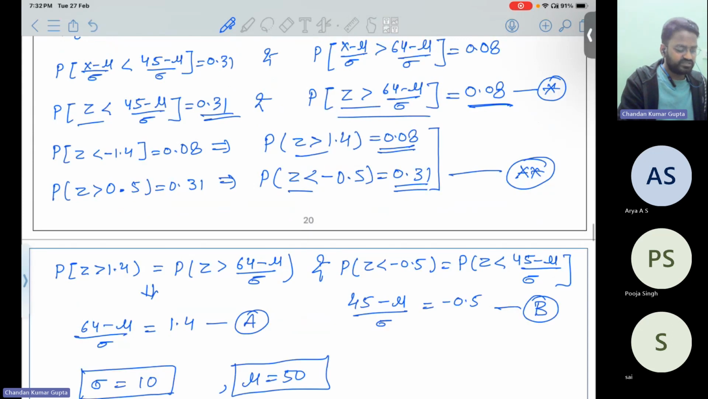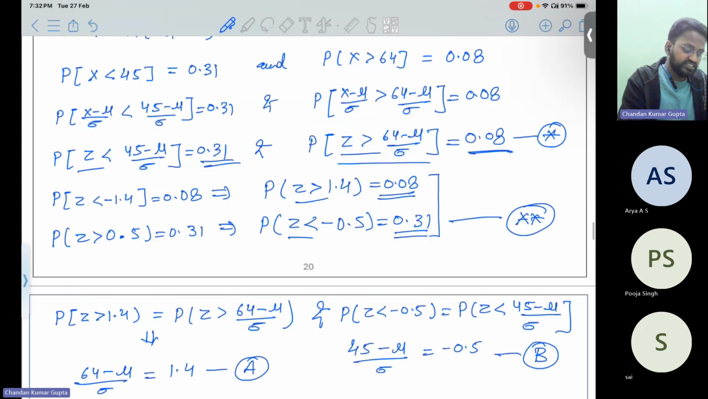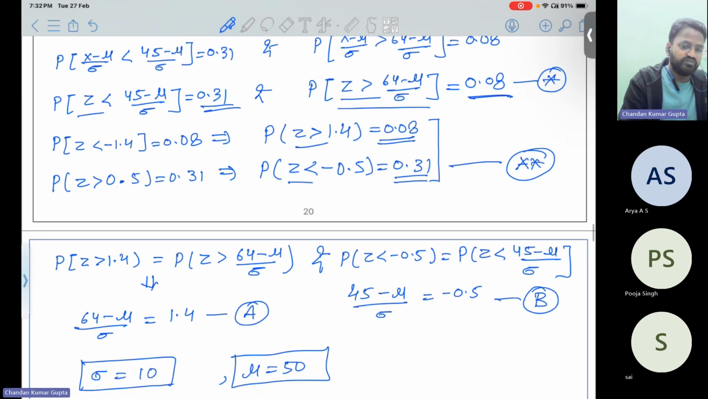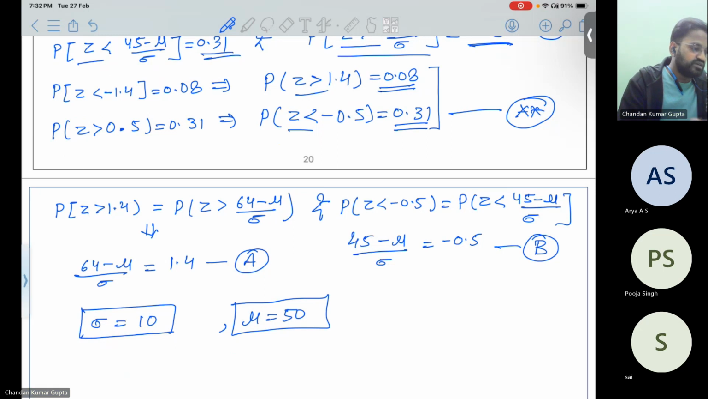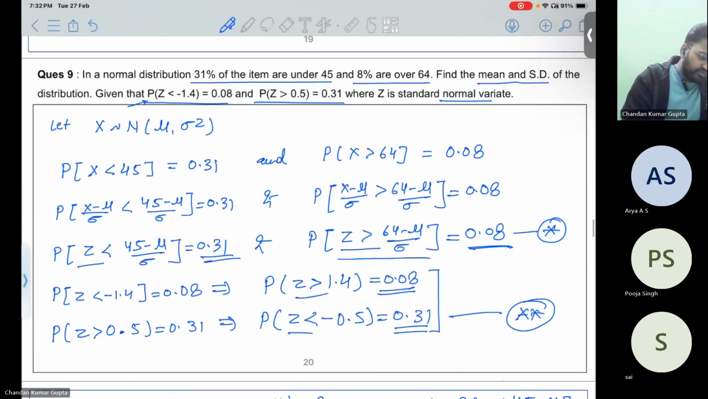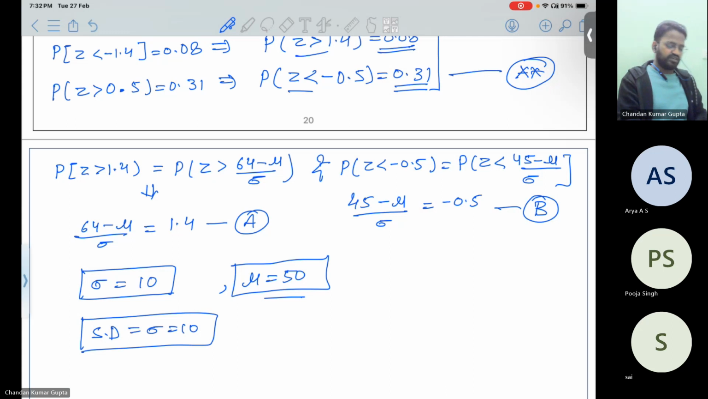Okay. The concept is clear. It is simple like how to proceed. Okay. We have a pair of linear equations, and by solving those equations, we get the values of the parameters mu and sigma. Okay. So our question is, find the mean and standard deviation. So mean is 50 and standard deviation is sigma equal to 10. I have repeated.